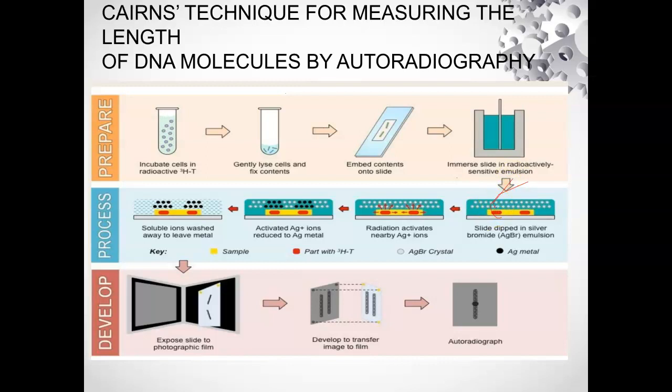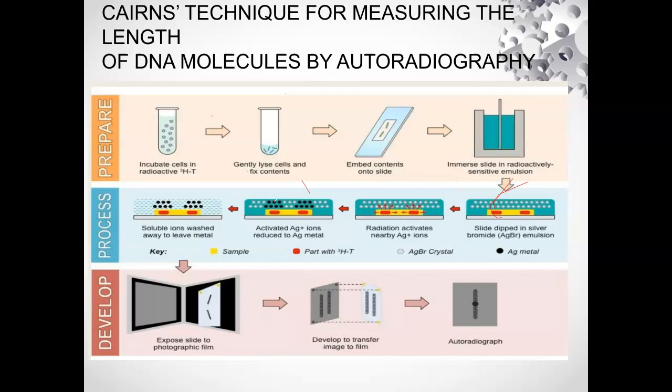So you can see here at this point, the radiation activates the nearby ions to form the silver. So the silver atom here is just like when the silver actually accepts an electron, it is deposited as silver metal, which is dark in color or which is black in color. So after the activated silver ion is reduced to silver metal, the soluble ions are washed away to leave the metal.